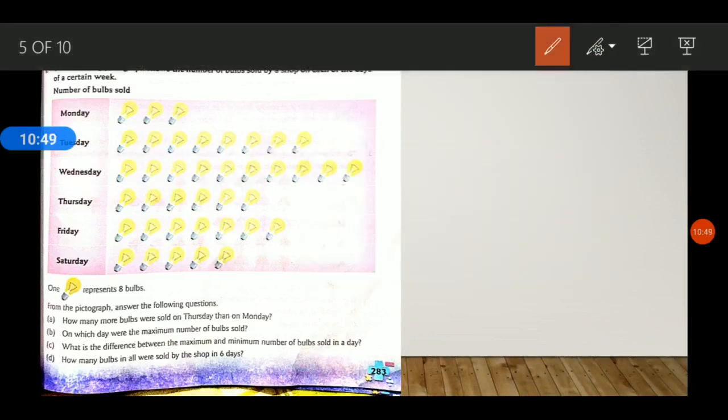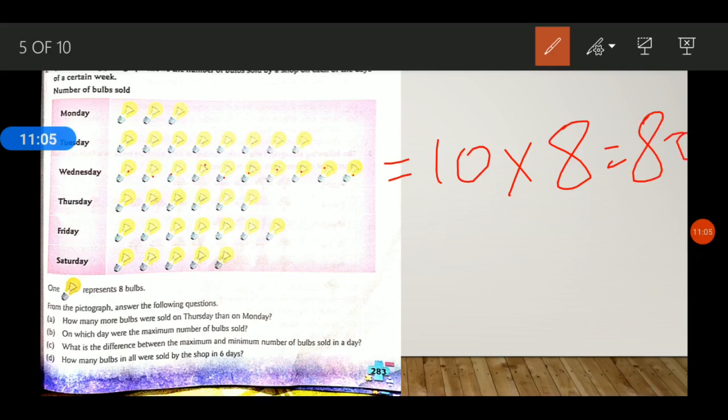Maximum bulbs were sold on Wednesday. So, how many bulbs were sold on Wednesday? You can see 1, 2, 3, 4, 5, 6, 7, 8, 9, 10. Total 10 pictures and 1 picture represents 8 bulbs. So, 10 times 8 is 80. Total 80 bulbs were sold on Wednesday.